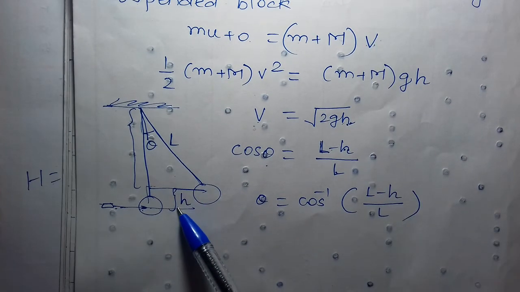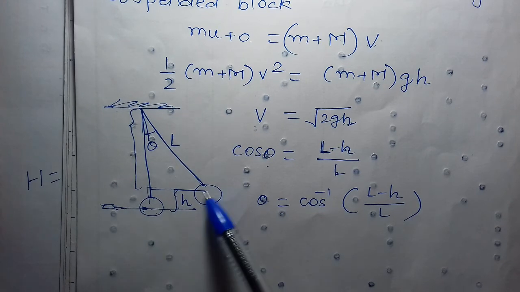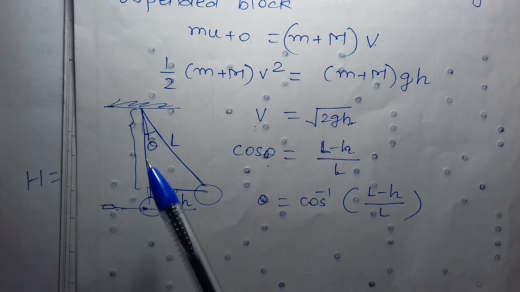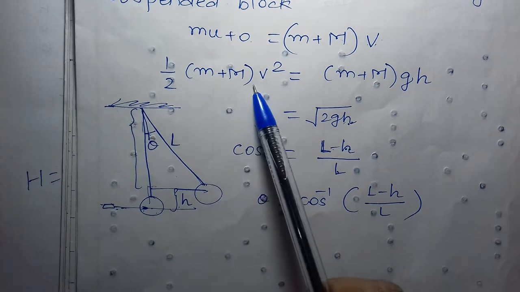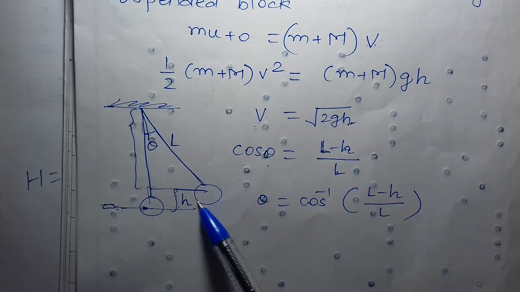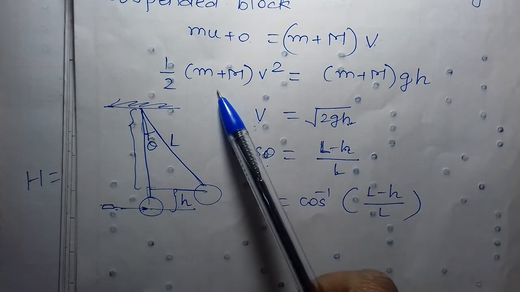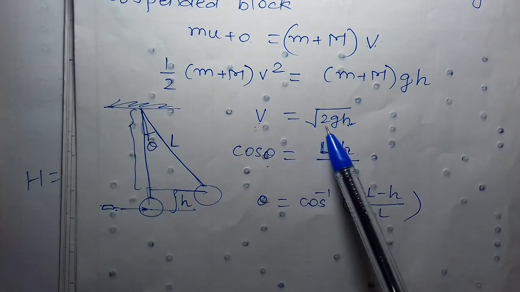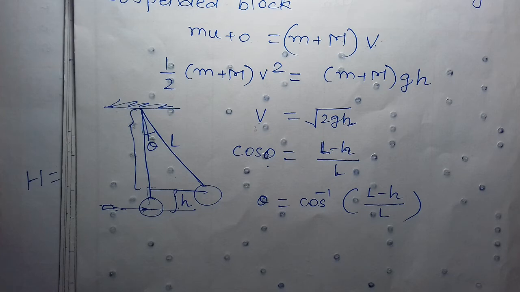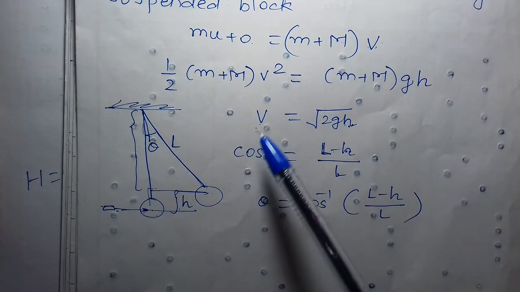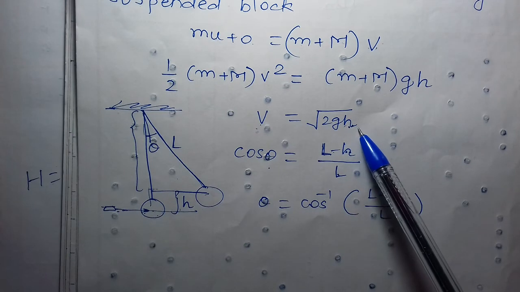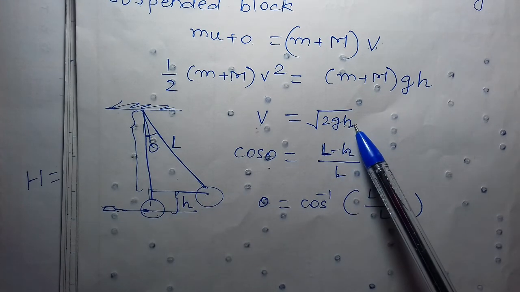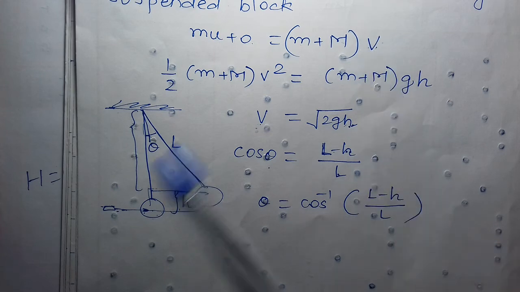Then we have to find out h, the height reached by the block. We can calculate this by conserving energy. Here the block has kinetic energy half of total mass into v square, and at the top it has only potential energy M g h. Mass cancels, so V square is equal to 2gh, and V is equal to root 2gh. We have found velocity from the earlier equation. We put that velocity here and find h, the height through which the block is raised.